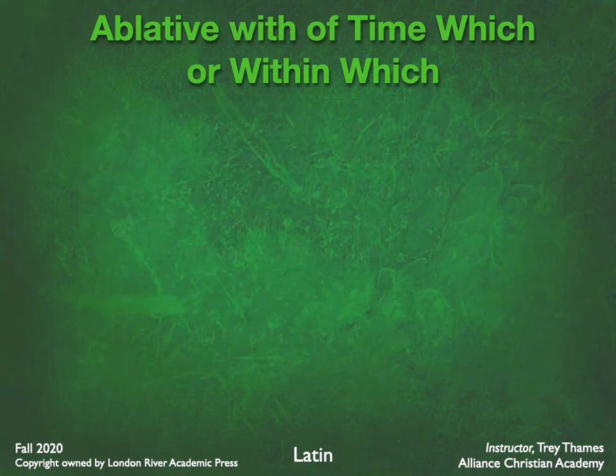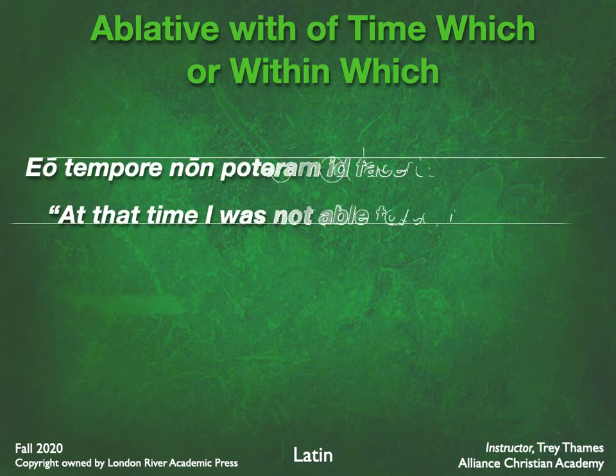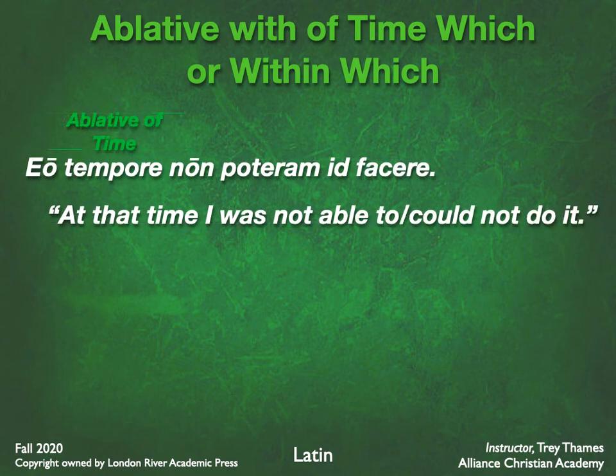So let's look at an example here. Eo tempore non poteram id facere. All right, so tempore is a word that indicates time, right? It literally means time. And it's in the ablative singular, tempore. And so what we have to do is add an "at" in front of it because we recognize this is an ablative of time. So we put an "at" in front of it. At, and then eo is the pronoun that. It's acting as an adjective describing tempore because it's also ablative singular. So we say "at that time."